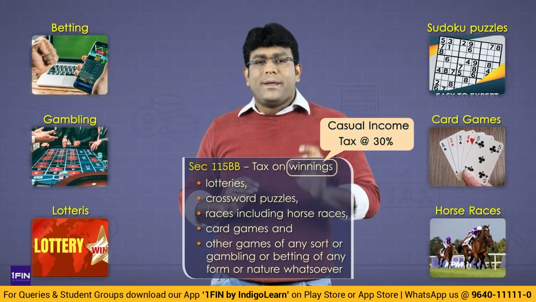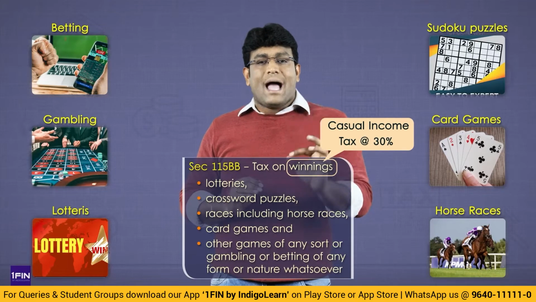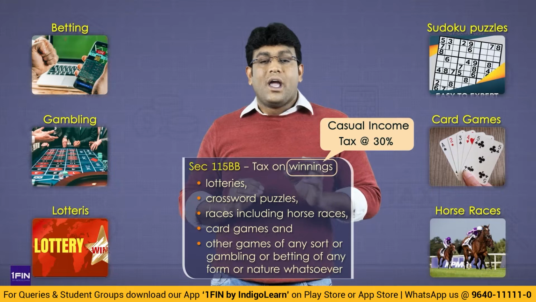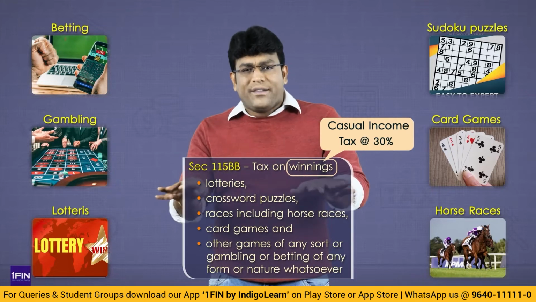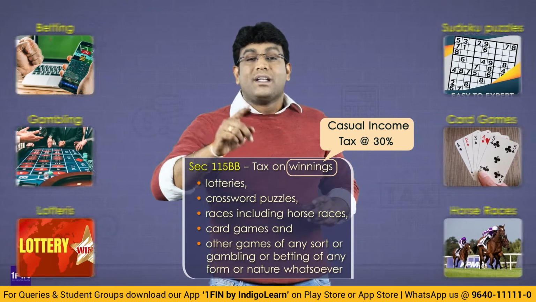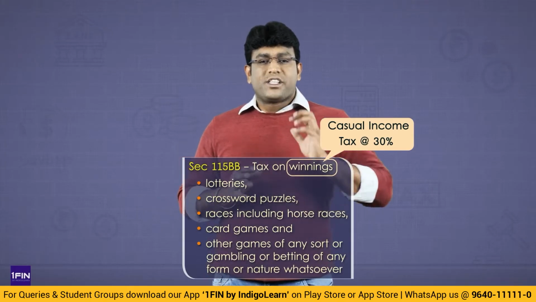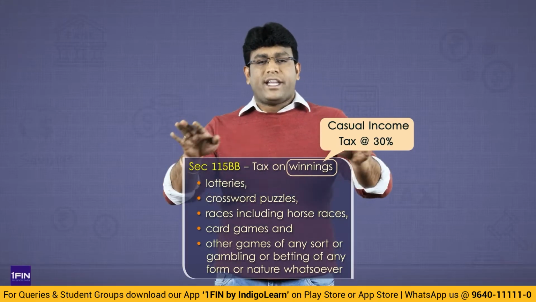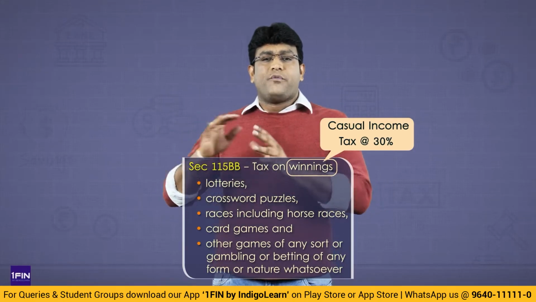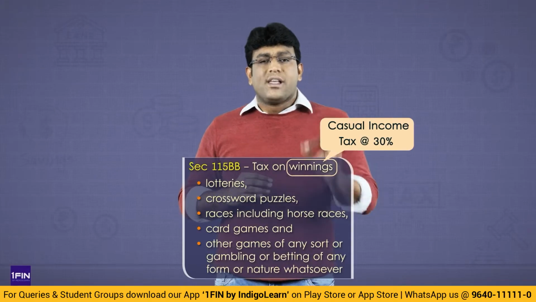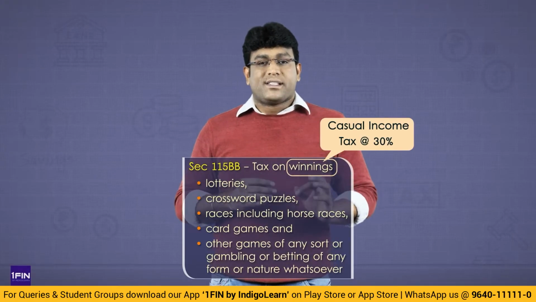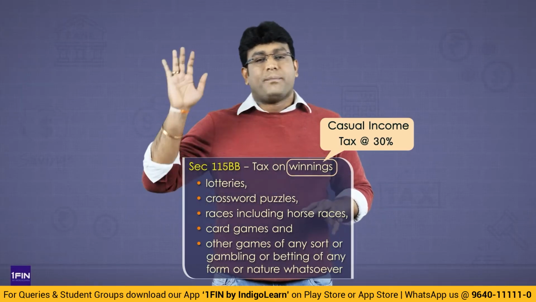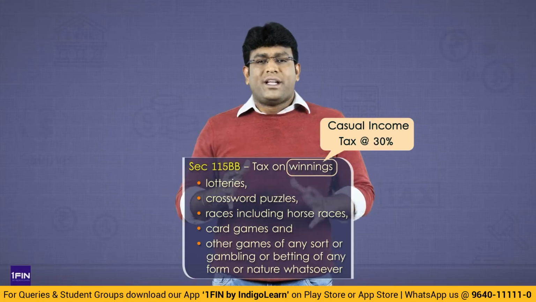So section 115BB specifies that income from betting, gambling, lottery, crossword puzzles, card games or any other games of any sort, including horse races and all, is straightaway taxed at a flat rate of 30%. So the first tax rate we discussed is section 115BB, where the tax rate is flat 30% in case of winnings from any betting, gambling, lotteries, crossword puzzles, card games, horse races or any other games of any sort. I'm sure we are clear with that point, my dear friends.